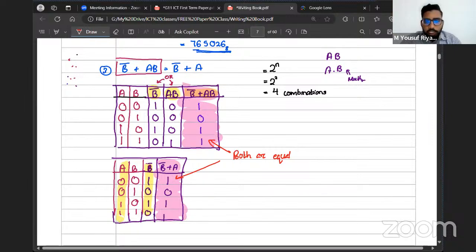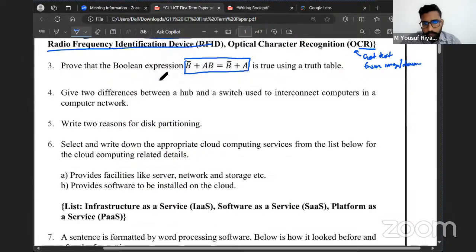Is that clear? Did you understand how you can do these kind of questions? Any questions from this anyone?